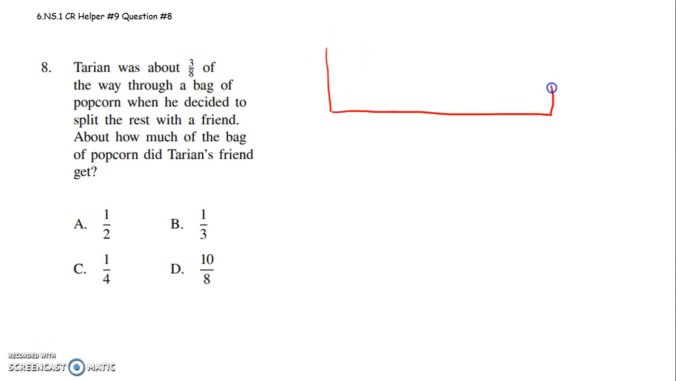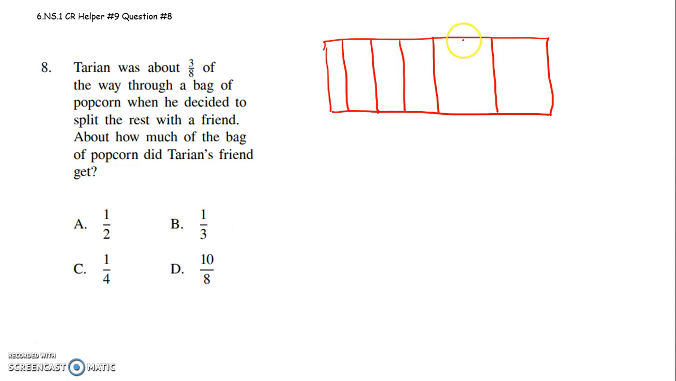So let's first take this bag of popcorn and split it into eighths. It's about halfway. Hopefully I'm going to end up splitting this into eighths. We'll check in a moment. All right, let's see. 1, 2, 3, 4, 5, 6, 7, 8. Okay, so he was about 3/8 of the way through his bag. So he's this far through his bag.